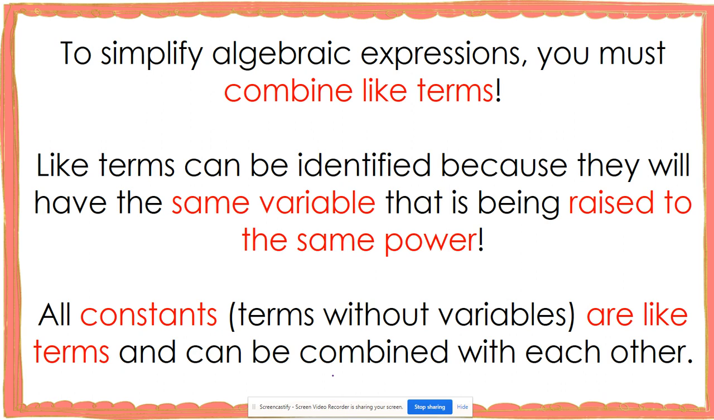To simplify algebraic expressions, we have to combine like terms. Like terms can be identified because they are going to have the same variable, and that variable will be raised to the same power. Constants, which are terms that do not have variables, are all going to be like terms to each other because they can be combined at any time.